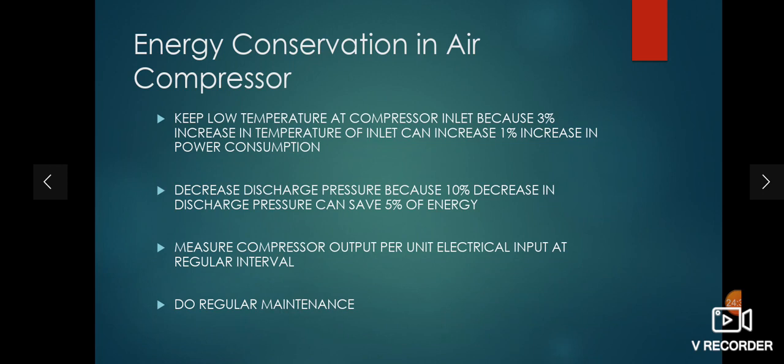In the same way, decrease the discharge pressure, because a 10% decrease in discharge pressure can save 5% of energy. Then again, do regular maintenance and measure the compressor output per unit electrical input at regular intervals.